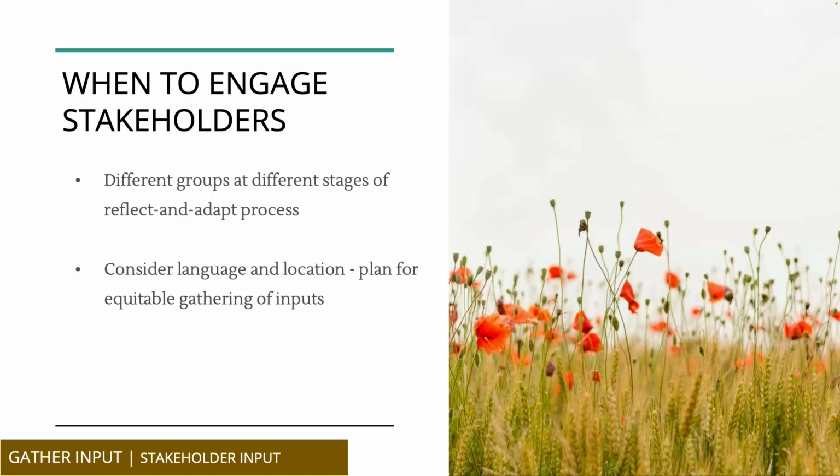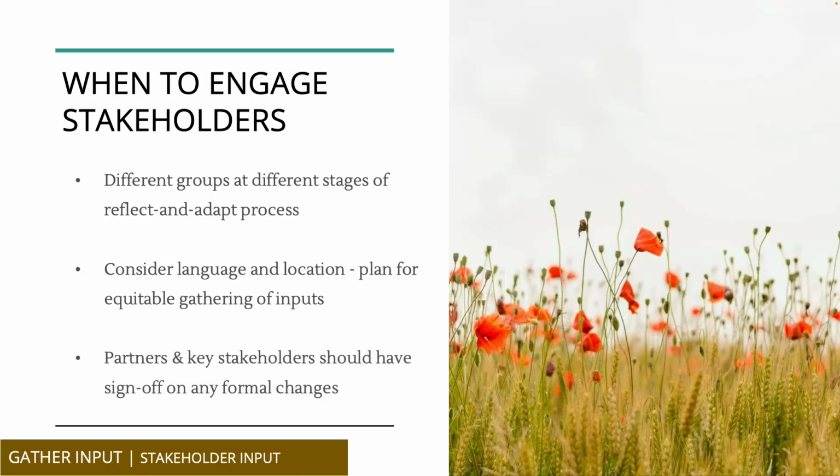So ensure that your reflect and adapt process includes a plan for engaging key stakeholders and partners equitably. This could mean providing translation as needed or setting up a worksheet for one group of participants to fill out on their own, while also setting up an in-person listening session for a different set of participants. However you choose to engage stakeholders and partners, it's important that, at a minimum, they have final input and sign off on any formal changes to the work that you're doing together.